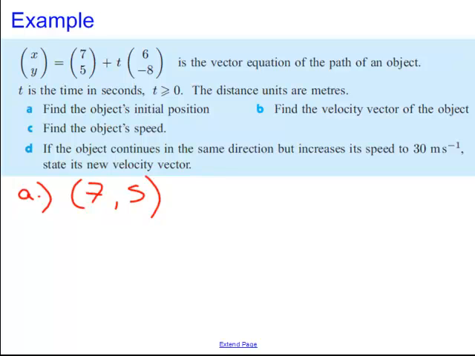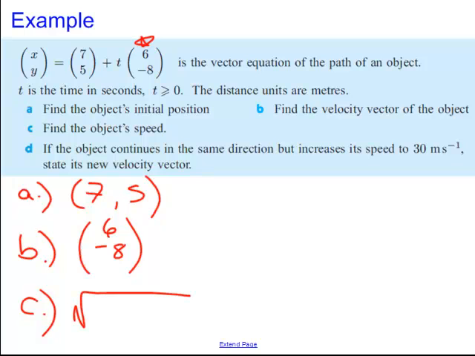Part B, find the velocity vector of the object. The velocity vector is just the part that's attached to that multiplier, that constant. So that's going to be 6, -8. That's the velocity vector. The speed, part C, is the length of that velocity vector, which is 6 squared plus (-8) squared, which is 100, which is 10 meters per second. Oh, that's speed, I'm sorry, so there's no direction in this case.